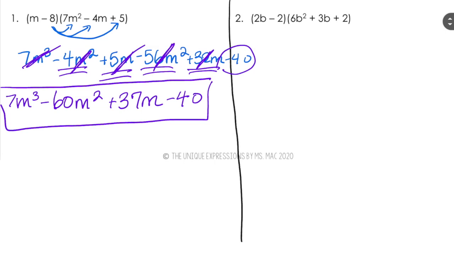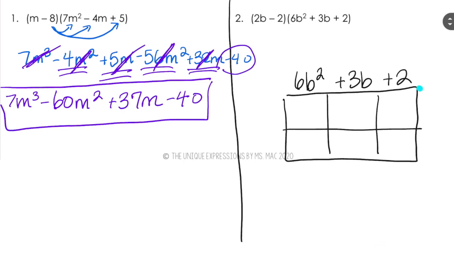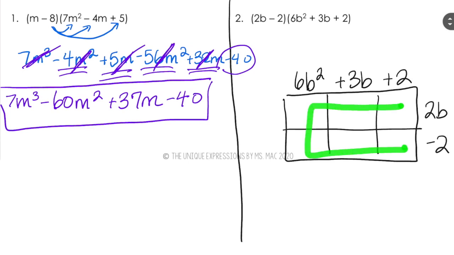All right, so now I'm gonna make a 3 by 2 table because I'm multiplying a binomial by a trinomial. 3 sections and then split down the middle. And I'm gonna go ahead and write my trinomial at top. So 6b squared plus 3b plus 2. And then down the side, 2b minus 2. And remember, order does not matter. So I'm just gonna start and move in this pattern. So I'm starting at this upper right-hand corner and I'm just moving to the left, down, and back to the right.